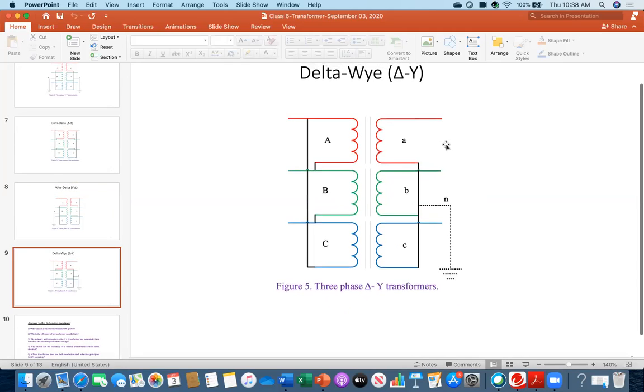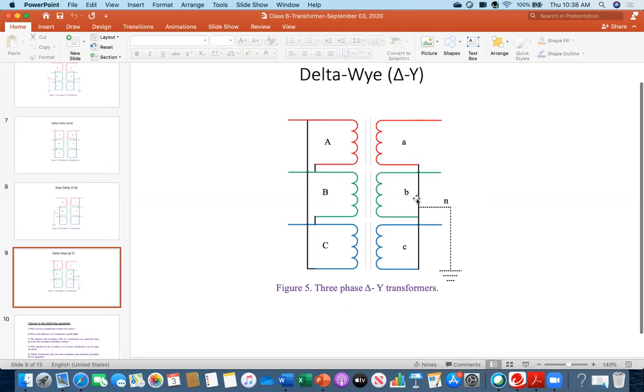In this case, delta Y. Primary could be the delta, secondary could be the Y. Now you see, it depends on the application. Those four types, delta delta, Y Y, Y delta, or delta Y, depend on the location. So therefore, you see, this system, delta Y, think about your home. For example, think about the locality or an industry.